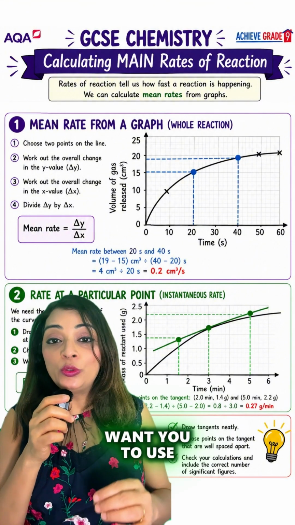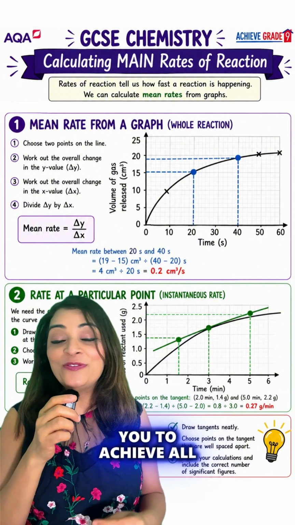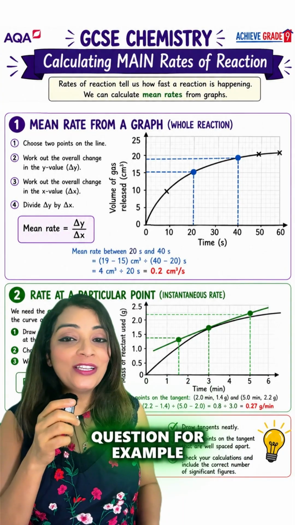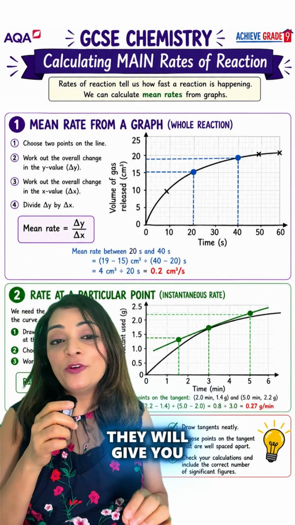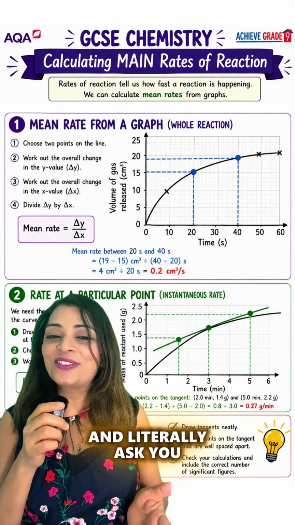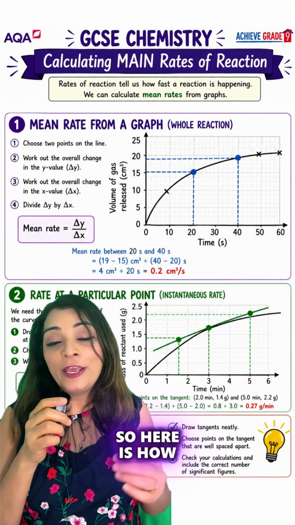I want you to use this exact method because it will help you to achieve all 5 marks on this type of question. For example, the question might ask you, find the rate of a reaction at third minute. They will give you a graph like this and literally ask you to find the rate at third minute. So here is how we do it.